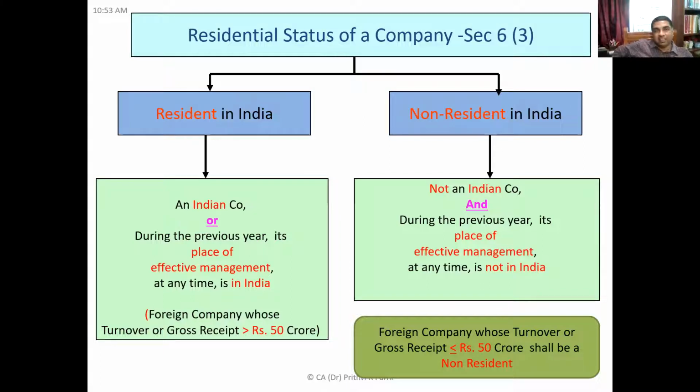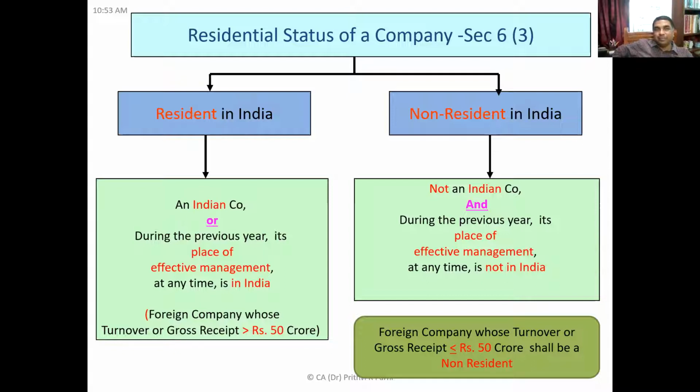Is it clear? Yes, sir. So primarily you have to remember: an Indian company is always resident. A foreign company whose place of effective management is in India is resident. That's all you have to do.